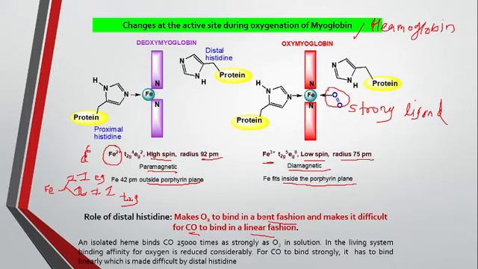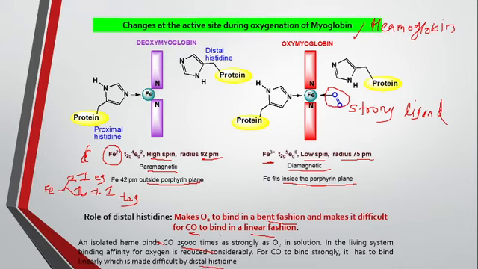Why do we not bind the CO? Because an isolated heme binds CO 25,000 times as strongly as oxygen. That's why in a living system the binding affinity of CO is reduced considerably. For CO to bind strongly, it has to bind linearly, which is made difficult by the distal histidine.